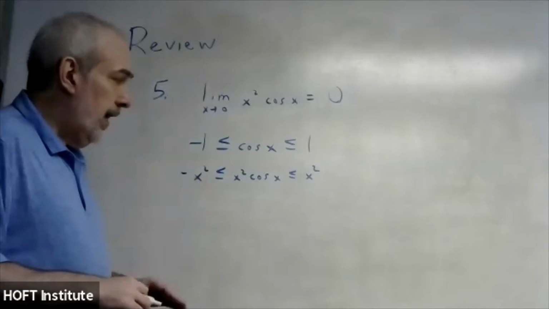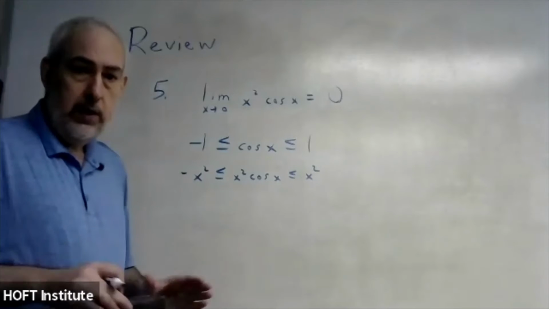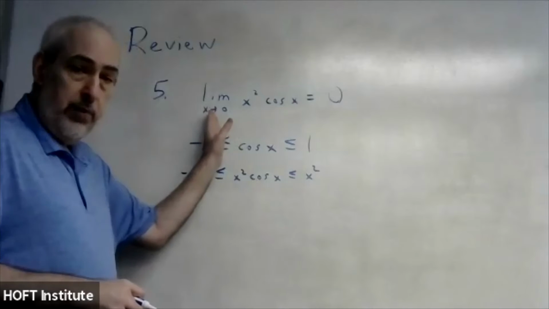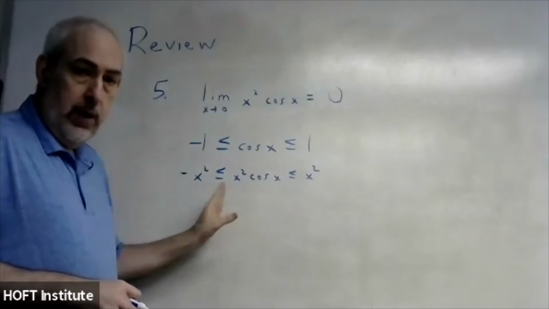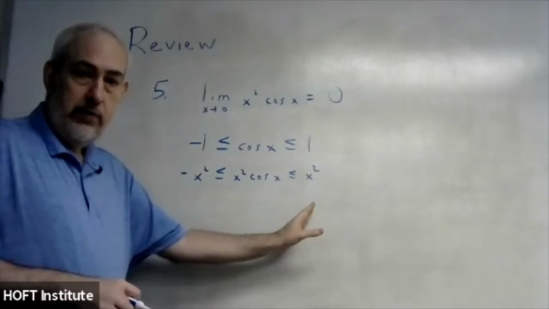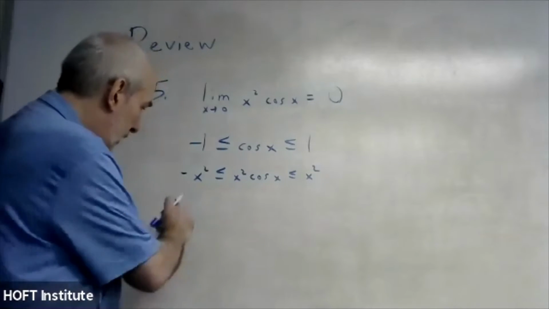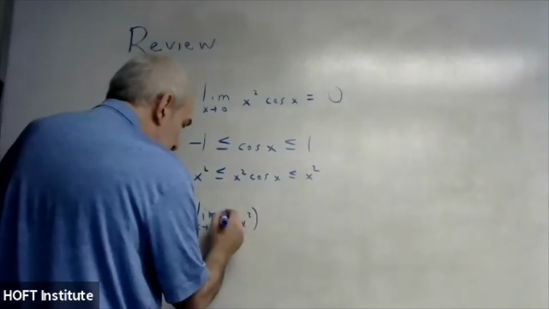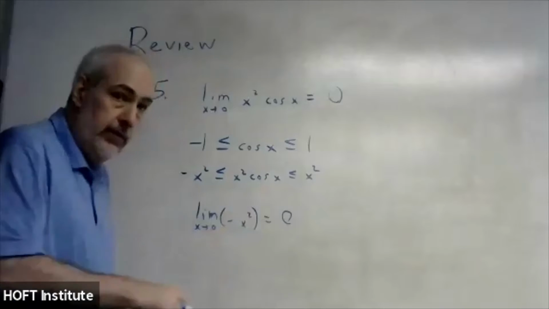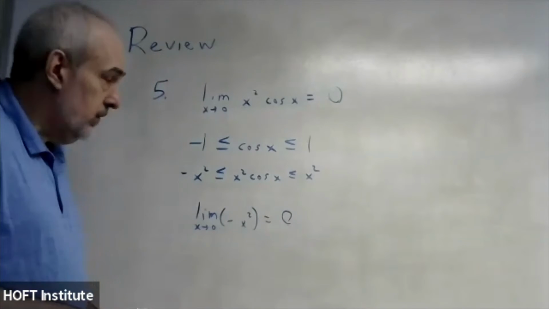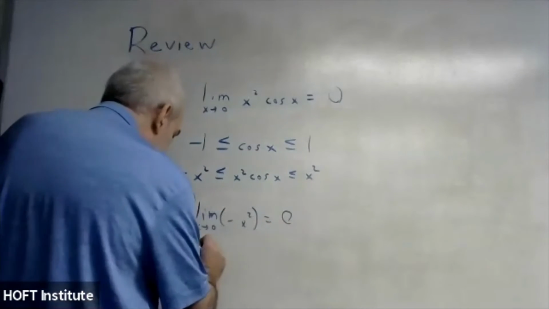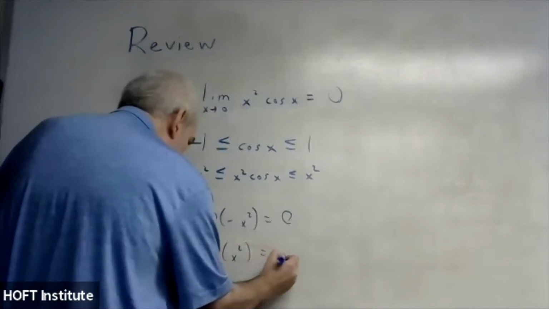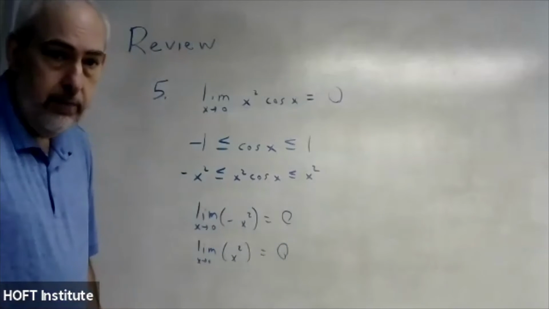Okay, now that we have this, we now have a pattern that we can use for the squeeze theorem. We're trying to look at what is the limit as x approaches 0 of the middle expression. Well, let's look at what happens as x approaches 0 for the outside expressions. The limit as x approaches 0 of negative x squared, since that's a polynomial, you can just plug in 0 and get your result, which is 0. Now let's look at the other function. The limit as x approaches 0 of x squared, well, that's also a polynomial, and therefore it's 0.